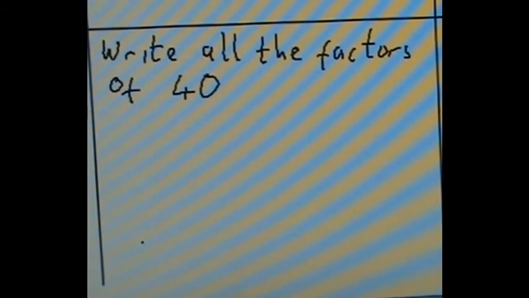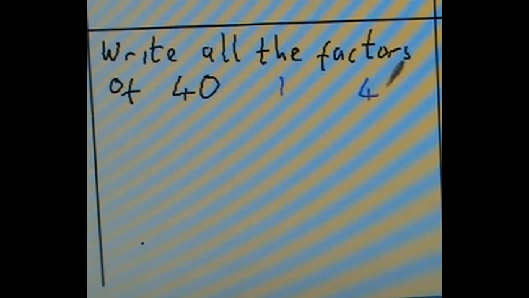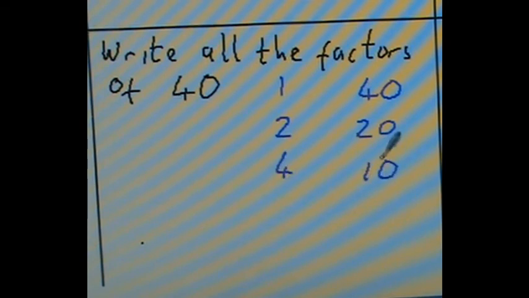Number 8, writing all the factors of 40. Well, don't forget, 1 is always a factor, so we write them in factor pairs, don't we? So what numbers multiply to make 40 is what we're trying to work out. Well, 1 multiplied by 40 gives me an answer of 40. 2 multiplied by 20 gives me an answer of 40. I then try 3. Well, 3 doesn't go into 40, so 3 is not a factor. Does 4? Yes, it does. So 4 times what makes 40? 4 times 10.